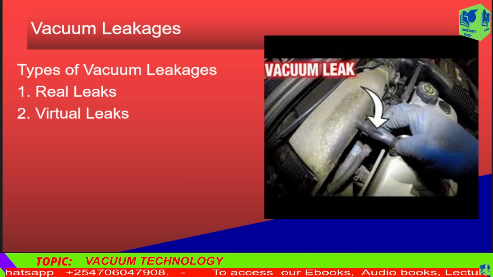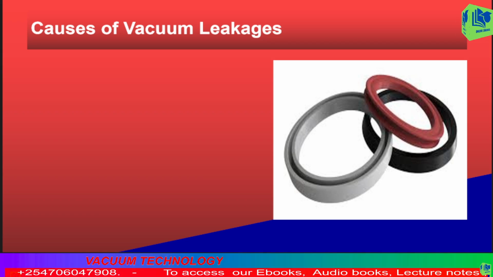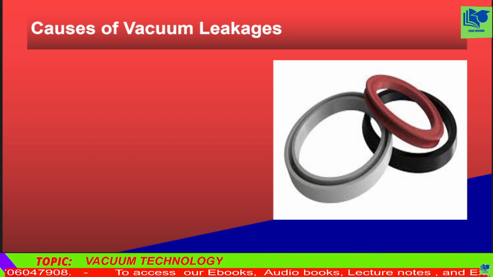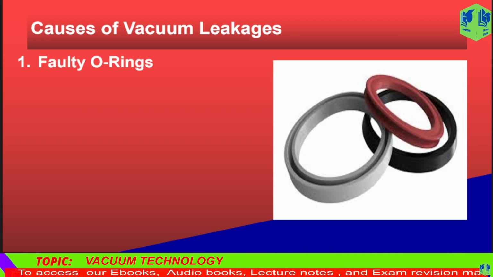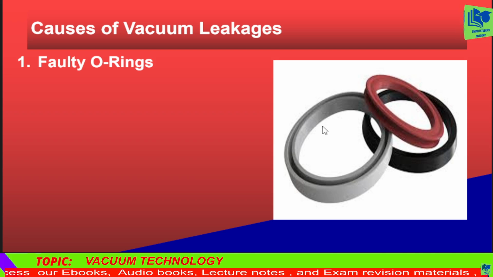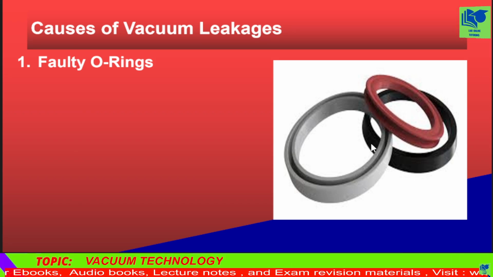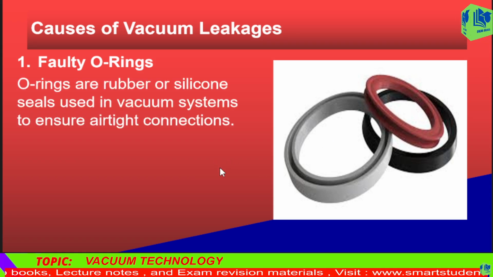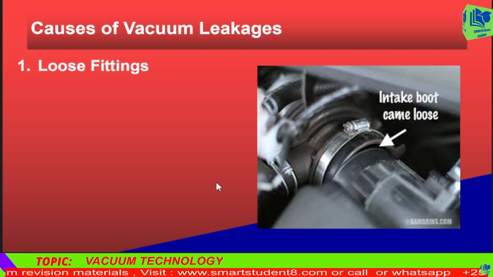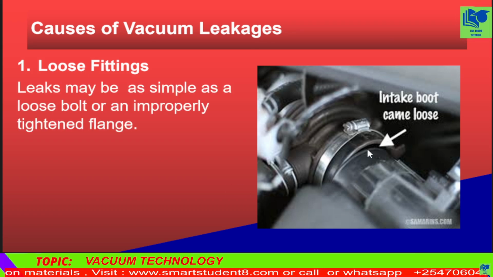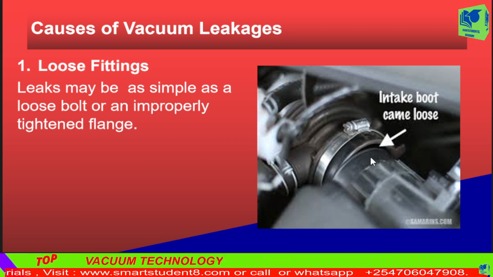Causes of vacuum leakages. Understanding the causes of vacuum leakages is crucial for preventing them. Some of the most common culprits include 1. Faulty O-rings. O-rings are rubber or silicone seals used in vacuum systems to ensure airtight connections. However, over time, they can degrade, crack, or lose their elasticity, leading to leaks. 2. Loose fittings. Sometimes, leaks are as simple as a loose bolt or an improperly tightened flange. Even a tiny misalignment can create a pathway for air to sneak in.